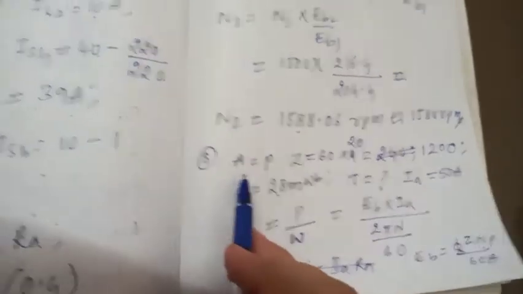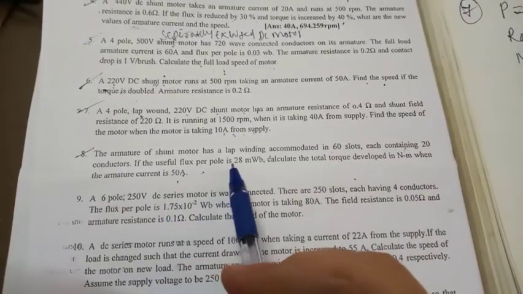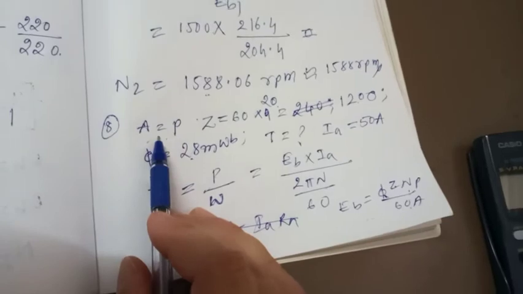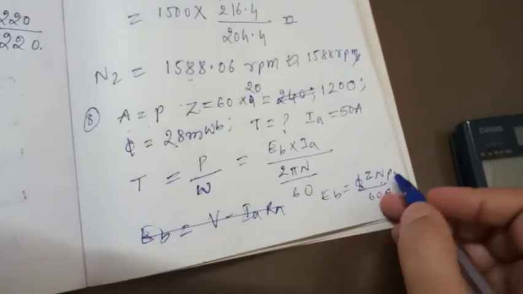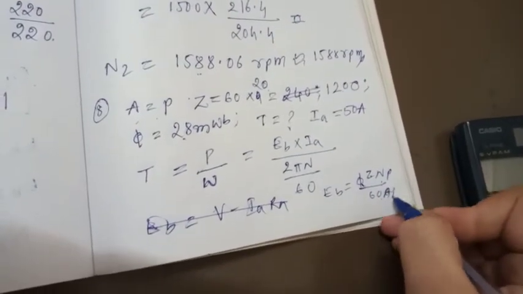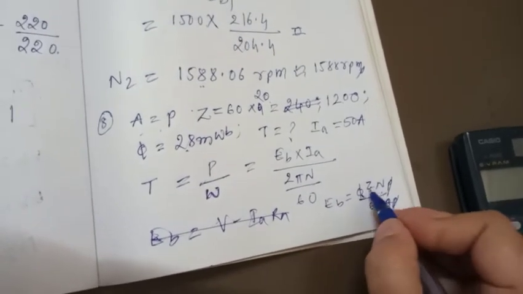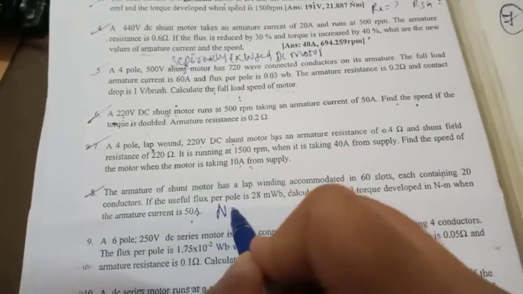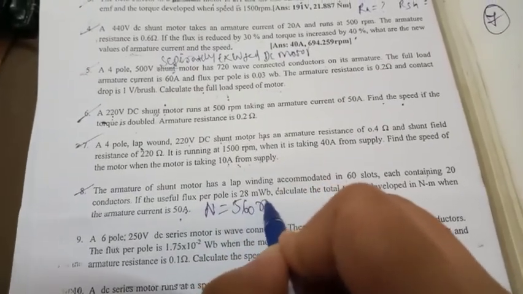Number of poles is also not given. So 60 into the number of parallel paths. Since A is equal to P, P gets cancelled. So phi Z N divided by 60 is the EB value. But N is missing here. Assume N as 560 RPM, substitute the N value, then you will get the EB value.